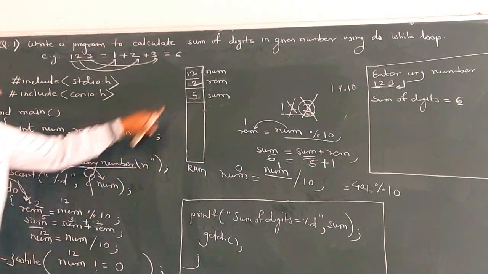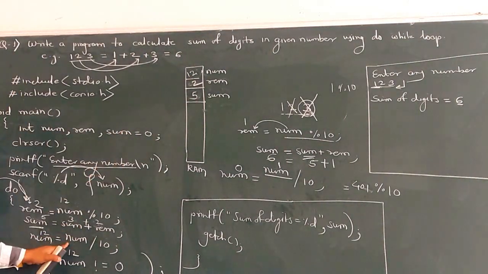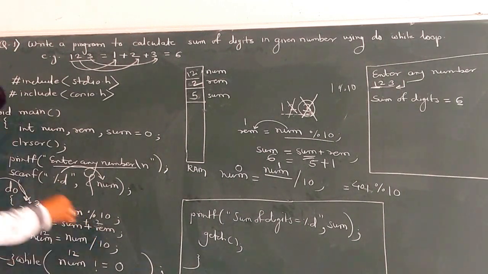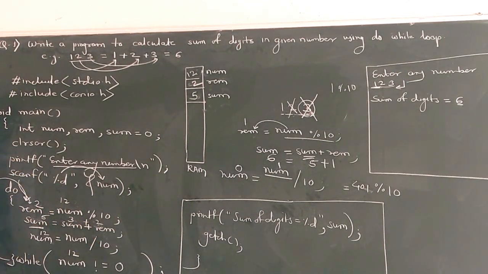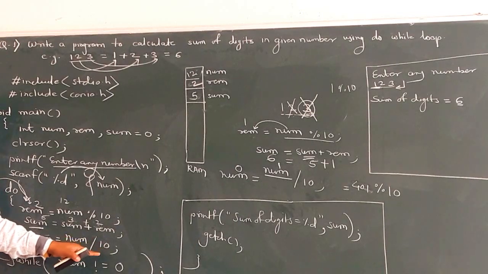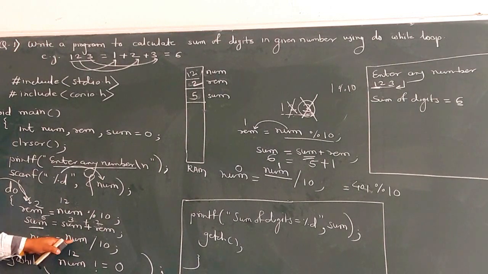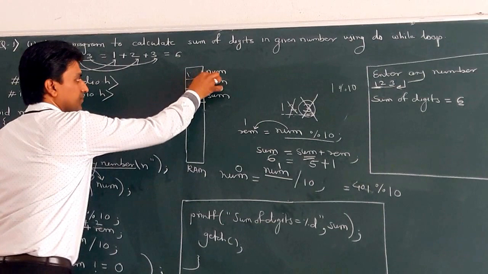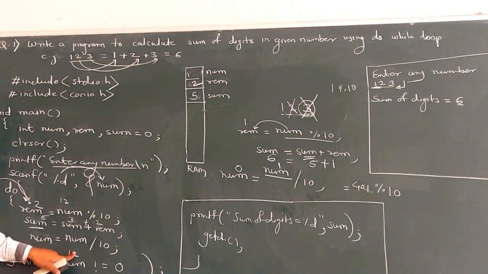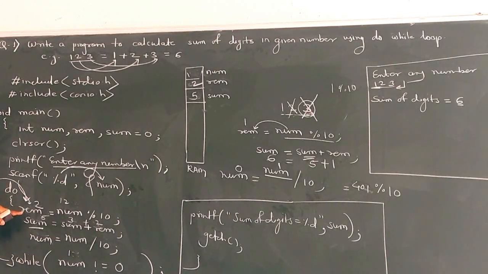Third step, num. What is the current value of num? 12. 12 divided by 10. What is the quotient? Quotient is 1. Quotient means bhagakar. 12 divided by 10, the quotient is 1 and the remainder is 2. So 12 divided by 10 gives you 1, and 1 is saved into the num variable. So num now becomes 1. So 1 not equal to 0. Condition true. Again the loop gets executed.